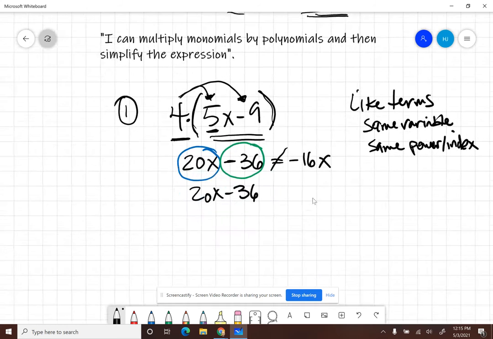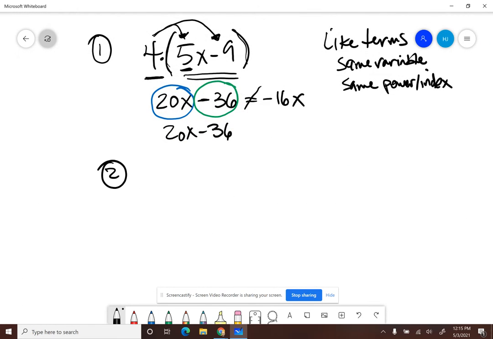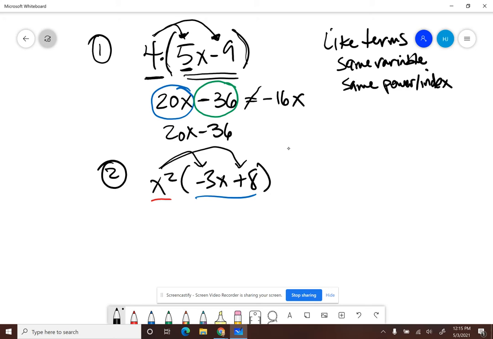Now let's move on to the second example. Example 2, we have x squared times negative 3x plus 8. Real similar in that I have, again, a monomial being multiplied by a binomial. So I'm going to do exactly the same thing again. I'm going to distribute these through, but we're going to have a little bit different discussion this time. Again, I'm going to look for my coefficients. What's in front of this x squared, even though I don't see it? We know there is a number 1 right there. So I'm going to take 1 times negative 3, which gives me negative 3. And then I've got x squared times x.